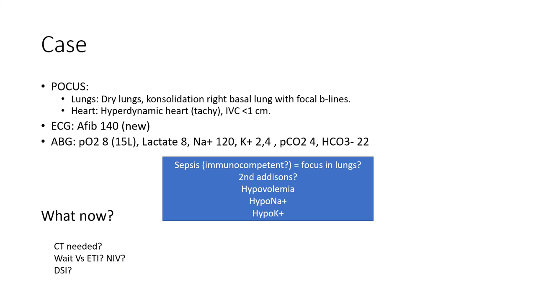Should we go with NIV, BiPAP? Well, she probably has pneumonia. It doesn't seem like a primary hypoxic problem, but rather hypoxemia because of pneumonia.